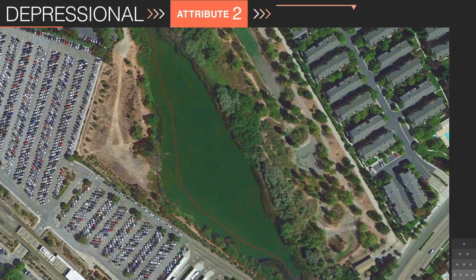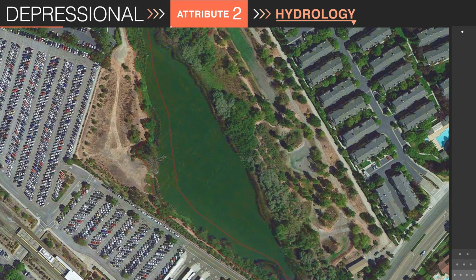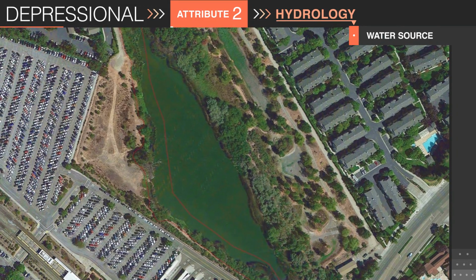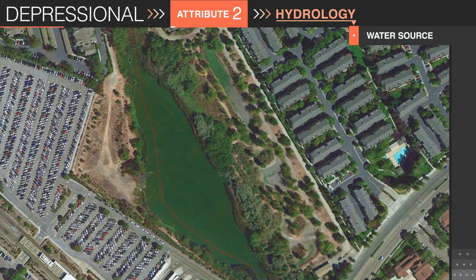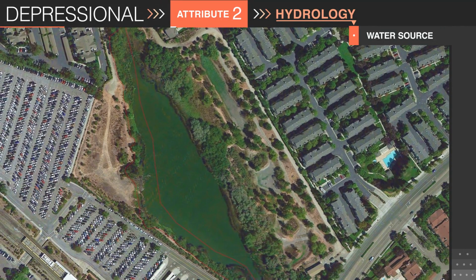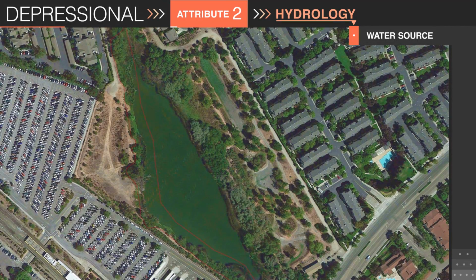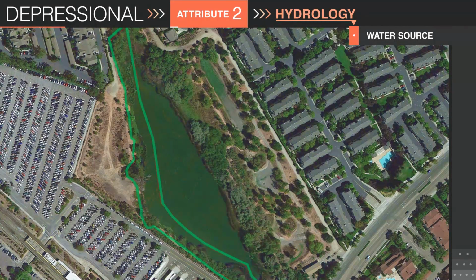The water source metric assesses the water sources that affect the dry season condition of the assessment area. In practice, this metric involves aerial photo interpretation, which allows you to estimate the amount of urban or agricultural area that is draining to your assessment area.